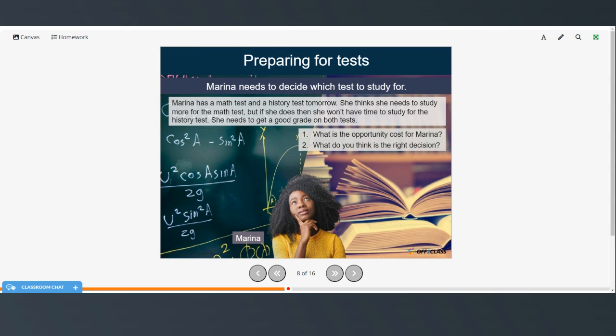Marina has a math test and a history test today. She thinks she needs to study more for the math test, but if she does, then she won't have time to study for the history test. She needs to get a good grade on both tests. What is the opportunity cost for Marina? Well, studying for the math test will cost her the opportunity to study more for the history test. And which do you think is the right decision?